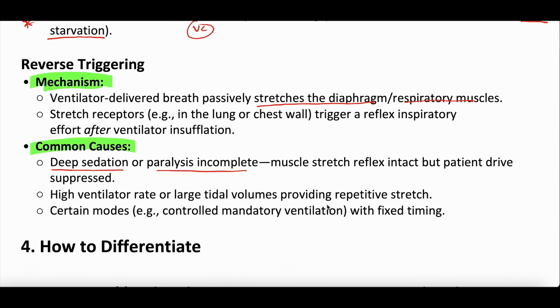High ventilator rates and large tidal volumes can create more diaphragmatic stretch and lead to double triggering at times. And then we don't use things like controlled mandatory ventilation very often. Most of our ventilation is assist controlled. Controlled mandatory is that the ventilator just delivers the respiratory rate that you set, whereas assist control is that the ventilator will get you to that respiratory rate, but if the patient triggers a breath, it'll just support that breath. So the old school controlled mandatory ventilation mode, again, that we don't use, can lead to reverse triggering. But I think most often the times that I've seen it are deep sedation or incomplete paralysis.